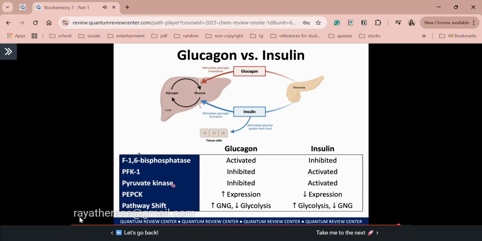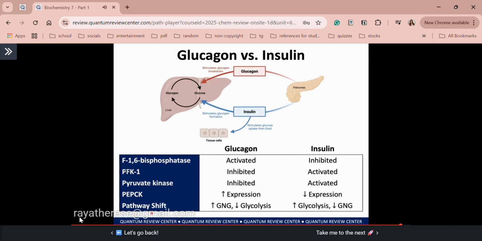And for our third enzyme, similar lang po siya with your glycolytic enzyme. Sir, is that the trend? Yes po. So again, for your regulated glycolytic enzymes, lagi pong ini-inhibit ni glucagon ang kanilang activity, while for insulin, they activate it for increased glucose uptake. And lastly, for our PEPCK, similar with our fructose 1,6 bisphosphatase, ang expression niya ay increased in the presence of glucagon, and the opposite is true when we have insulin hormone present.